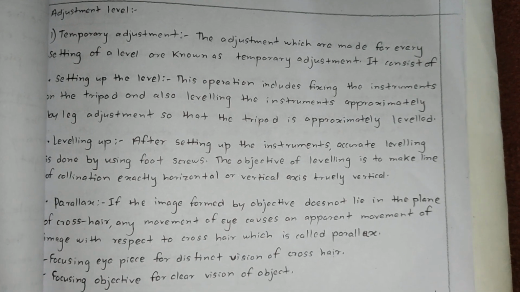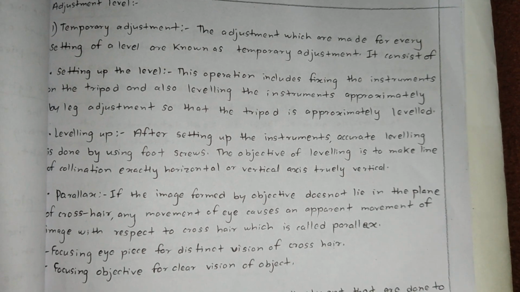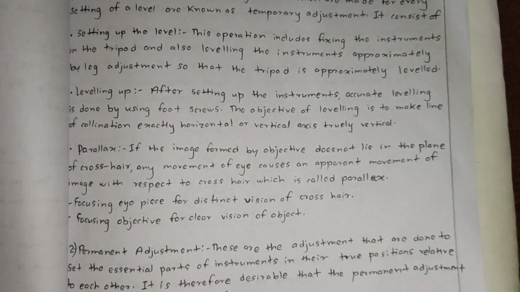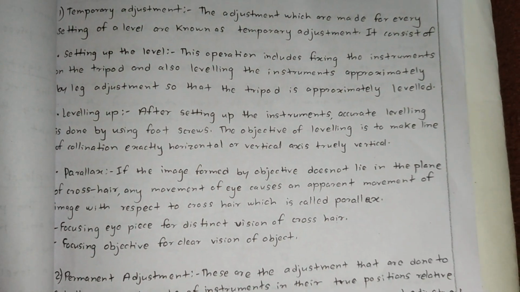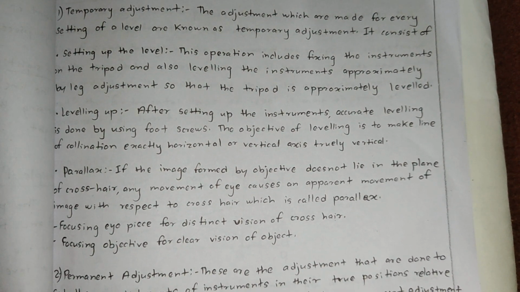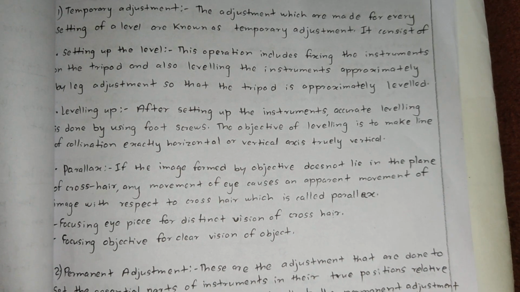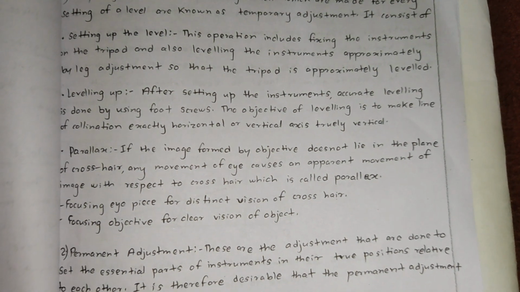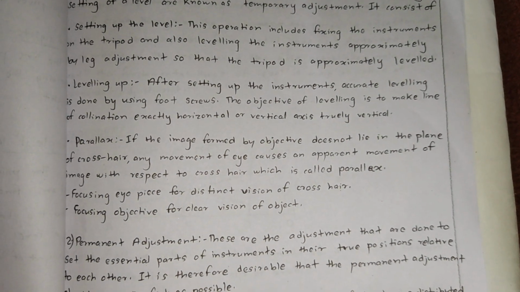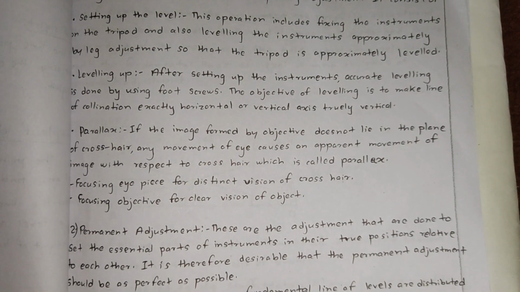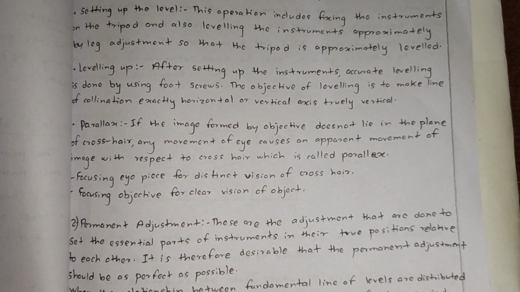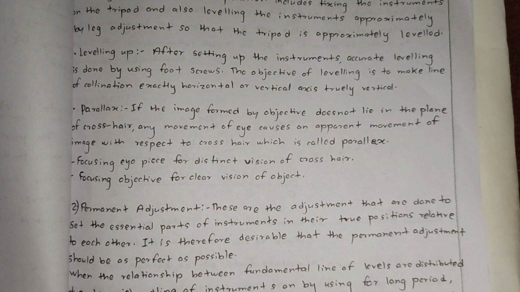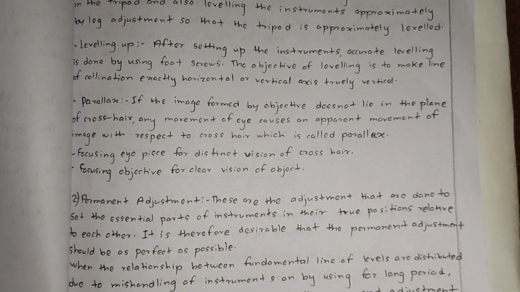The adjustments which are made for every setting of a level are known as temporary adjustments. It consists of setting of the level, leveling up, and elimination of parallax. Setting of the level: this operation includes fixing the instrument on a tripod and also leveling the instrument approximately by leg adjustment so that the tripod is approximately leveled. Leveling up: after setting of the instrument, accurate leveling is done by using foot screws. The objective of leveling is to make the line of collimation exactly horizontal or the vertical axis truly vertical.